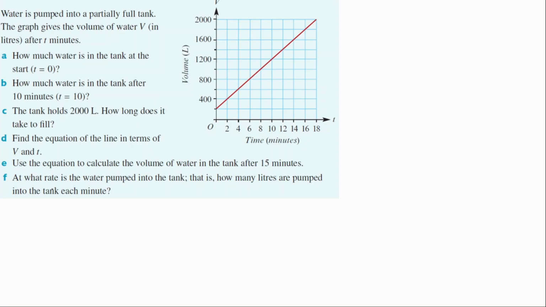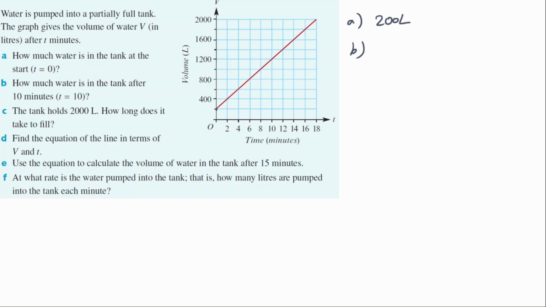Alright, so question A says how much water is in the tank at the start. So that's when t equals 0, or that's the y-intercept, or in this case the v-intercept here. So when t equals 0, we can see that it starts there. So that means the tank starts at 200 liters. That'll be your answer for question A.